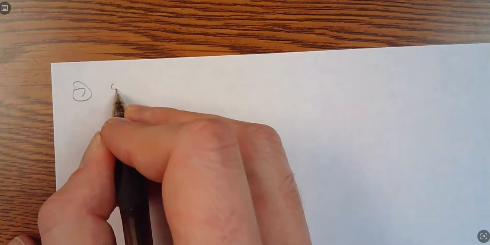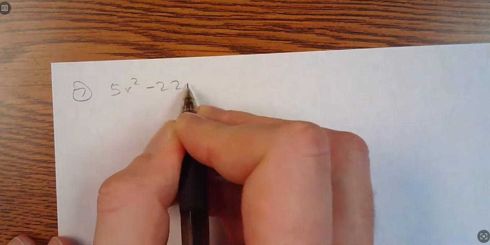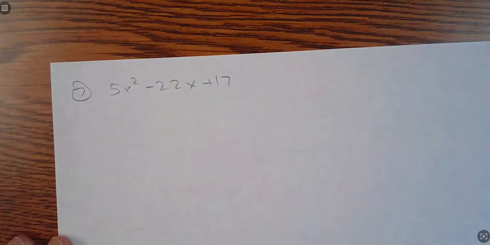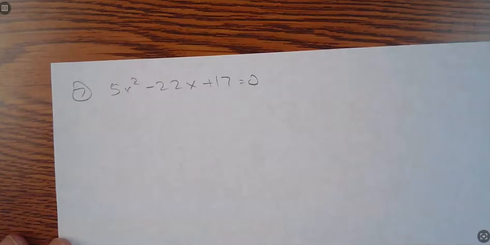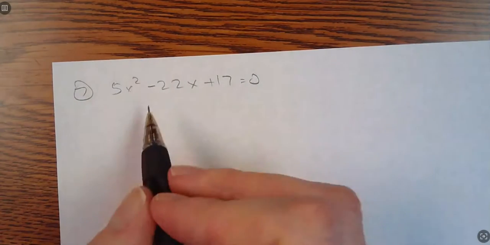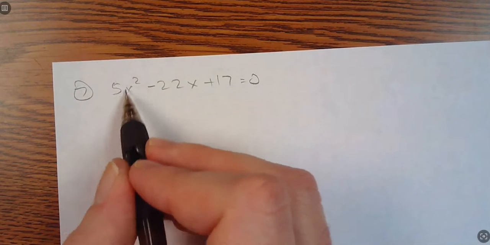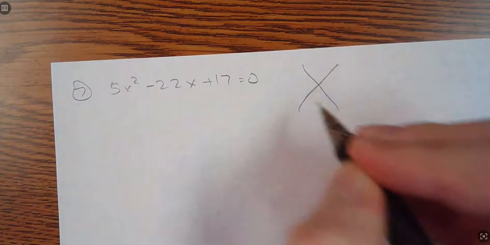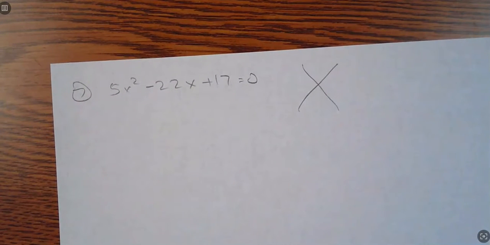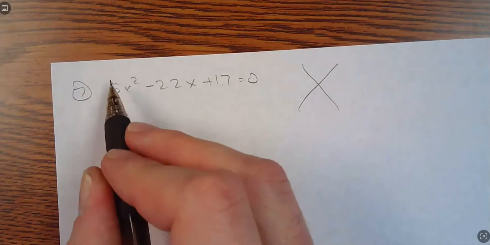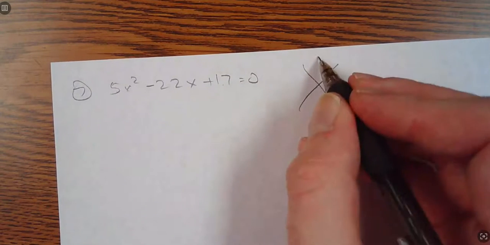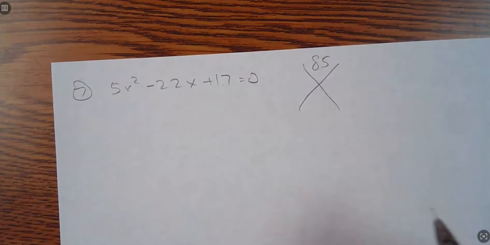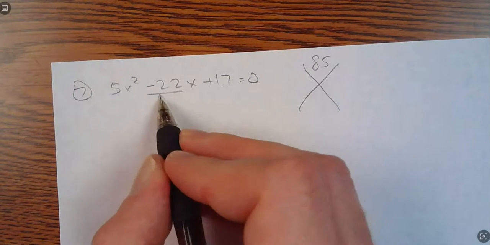So my number 7 is 5x squared minus 22x plus 17. And if this is larger than 1, it's easier to use that method we showed you where you do the crisscross thing, make an X. So for yours, take 5 times 17, or take your first number and your last number. So mine's 5 times 17 is 85. And then write down your linear number down here.